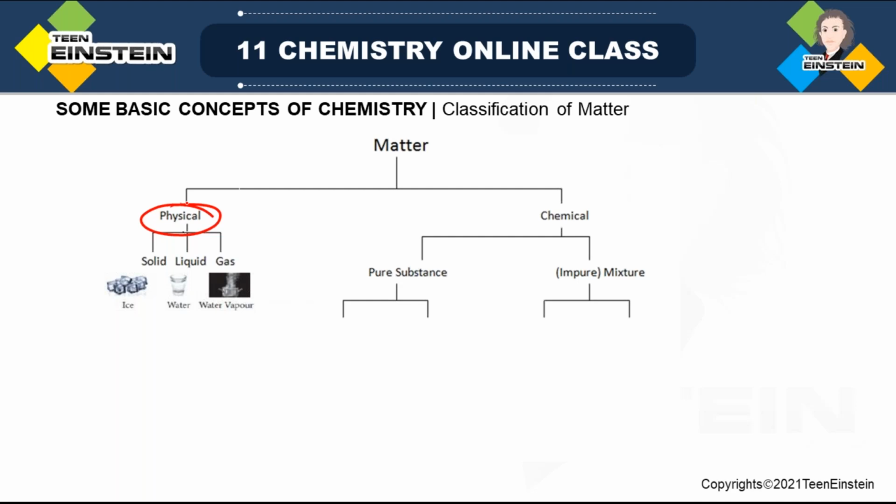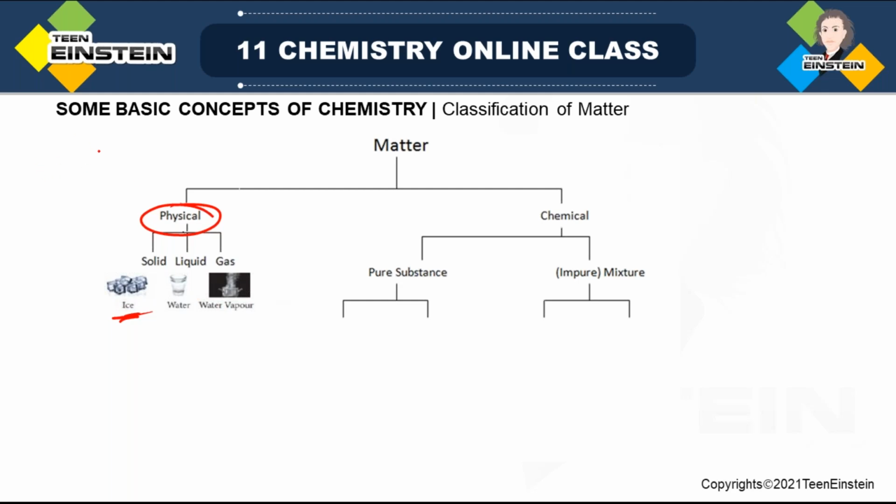Solid, liquid, gas. That means the outer appearance of the substance that you are dealing with. If it is solid, that means, for example, if you consider water as a substance, water can remain in solid form, in liquid form, or in gaseous form. But the actual substance is water; that is not changing. Only the outer appearance is changing.